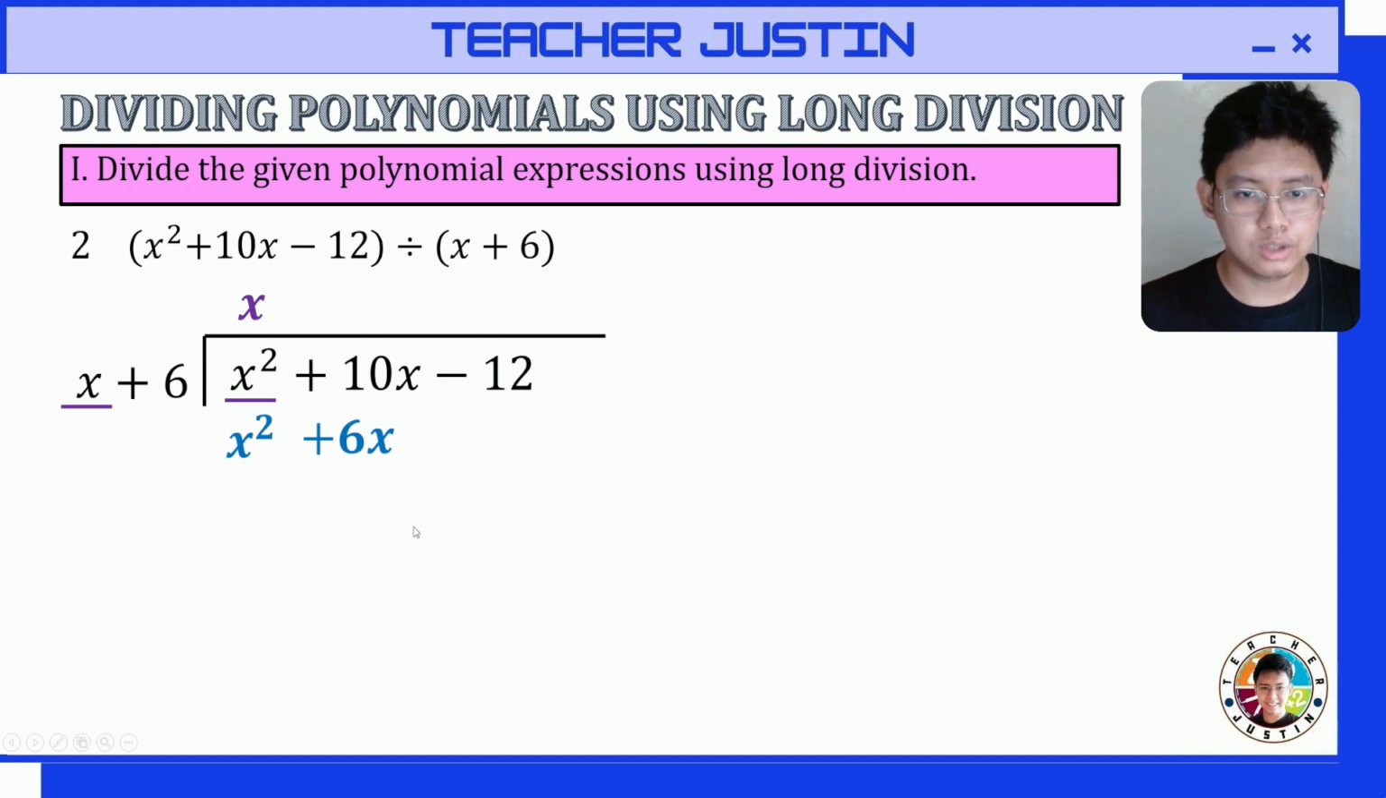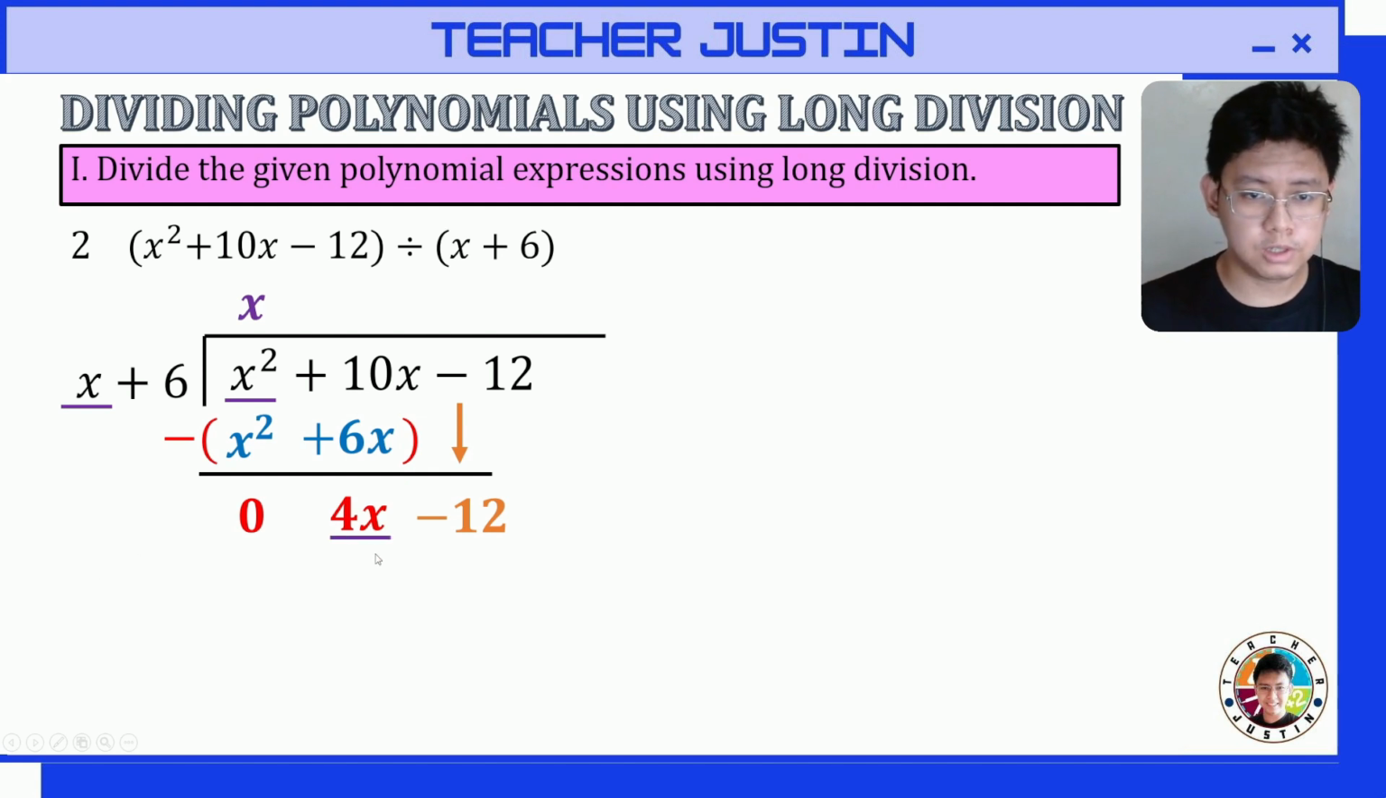Tapos, let's subtract. So, subtract natin. X squared minus x squared is 0. 10x minus 6x will be 4x. Tapos, bring down na natin tong negative 12. Then, let's repeat the same process.